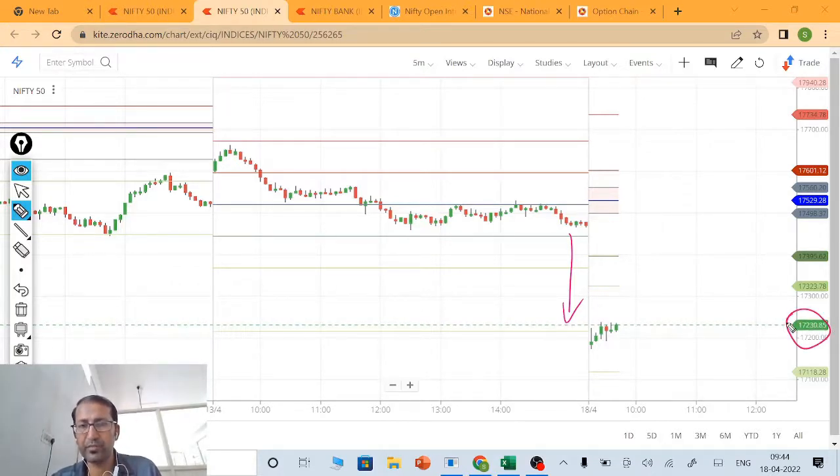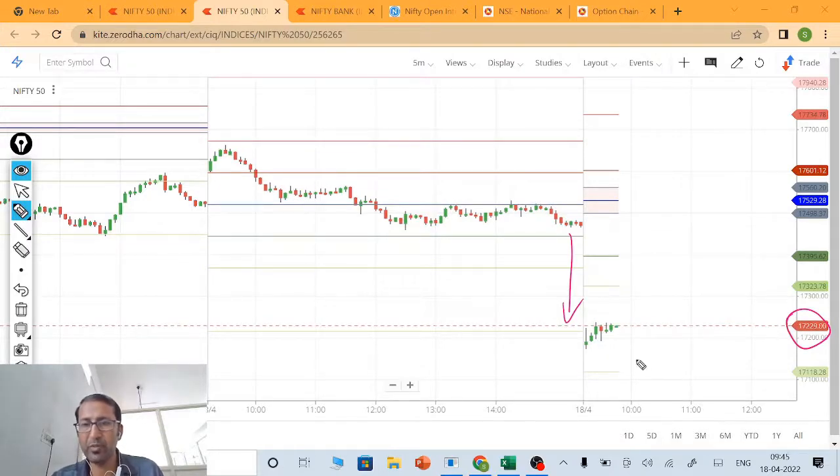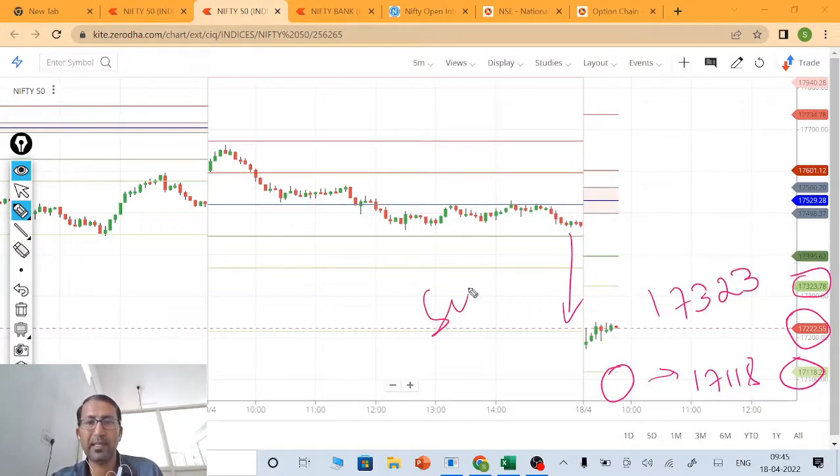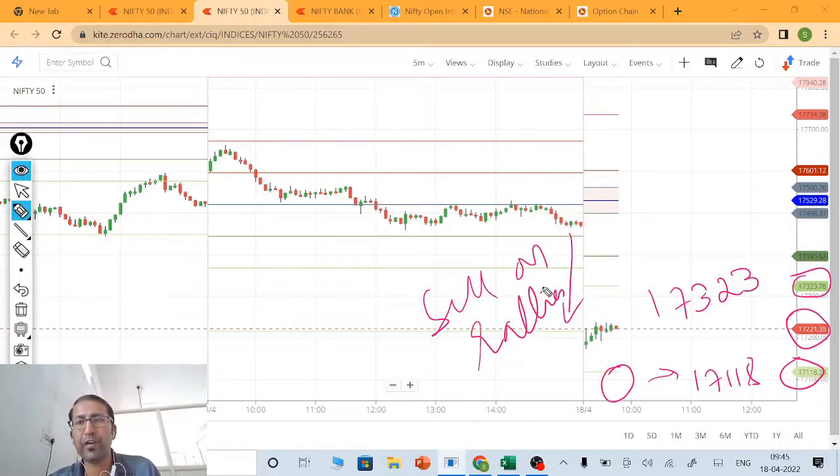So how should you trade? Market has broken down. 17,200 is going to be a major support. If it breaks, the next level would be 17,118. That is an important level on the pivot. You can buy Nifty only if it is above 17,323. Otherwise, sell on rallies. So today is a sell on rallies market, and far away from the pivot. Pivot is at around 17,529.